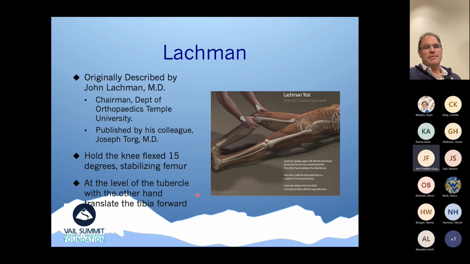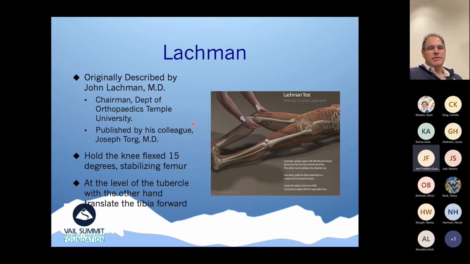So originally described by John Lachman, who was the chairman of the Department of Orthopedics at Temple University, published by his colleague Joe Torg, who you guys all know from cervical spine issues in football. The Torg ratios, you probably remember, of cervical stenosis. Joe Torg was really more of a spine guy, but he published that for John Lachman and named it after Dr. Lachman.